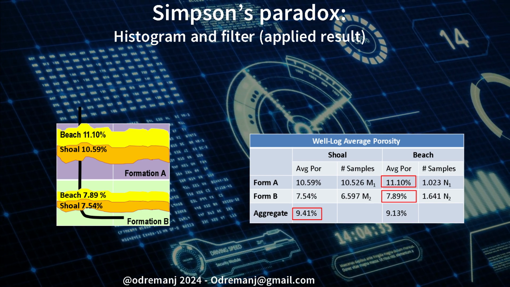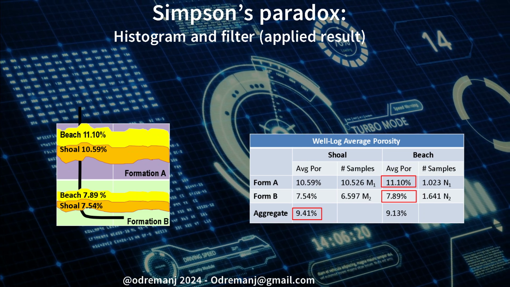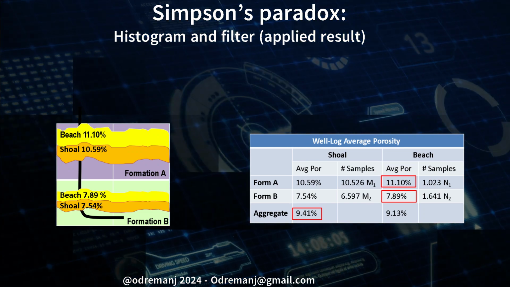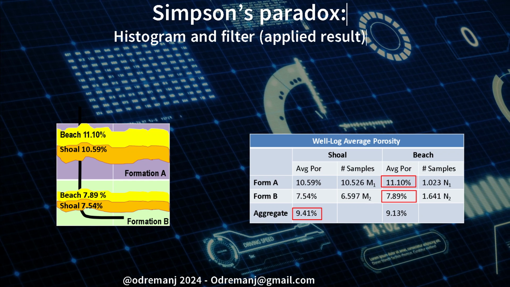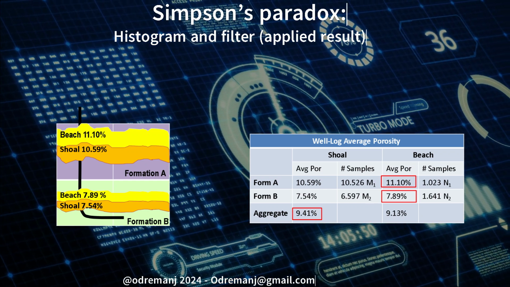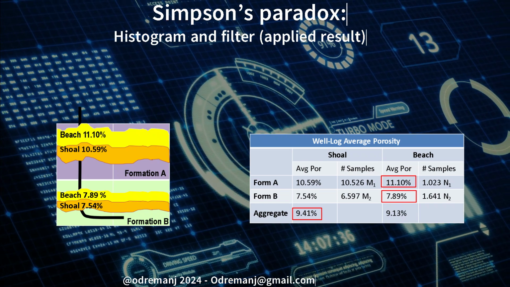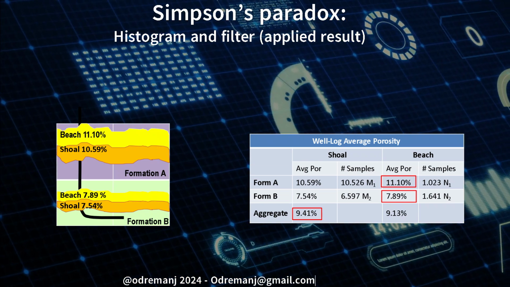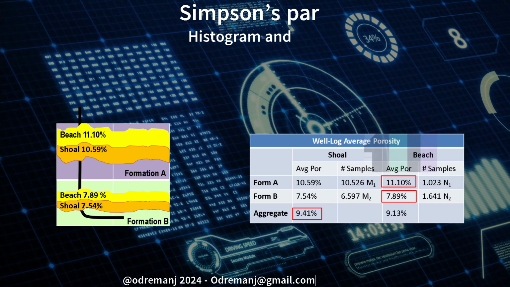The key takeaway is the importance of proper upscaling. If you don't carefully account for stratigraphic zoning and sampling ratios, upscaling can distort results. This highlights the need for precision in upscaling to avoid misinterpretations in reservoir modeling.